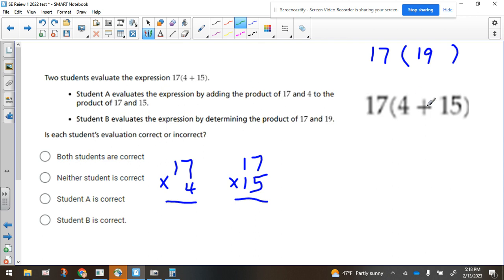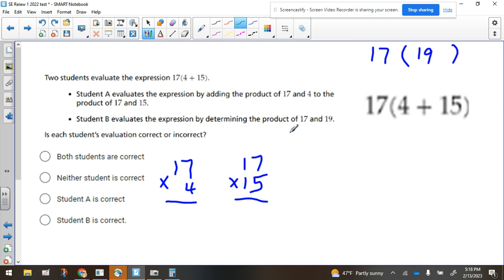Two students evaluate the expression 17(4 + 15). I rewrote that here because we're going to work with it on the side. Student A evaluates the expression by adding the product of 17 and 4 to the product of 17 and 15. Student B evaluates the expression by determining the product of 17 and 19.